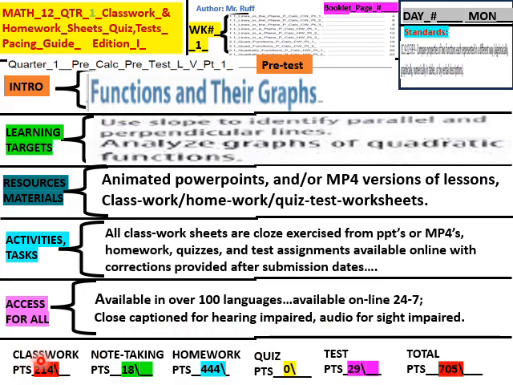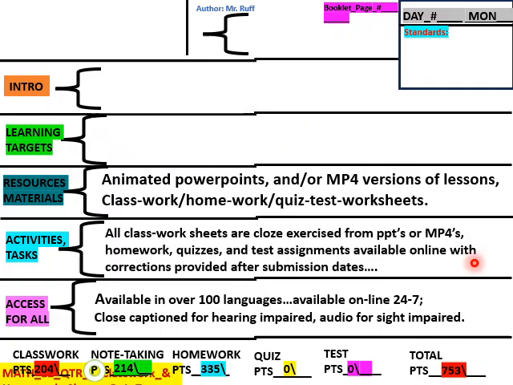And then your classwork points are 214 for week 1, 18 points in note taking, 444 points of homework. And then your test, you have your pre-test is 29 points, and then the total for week 1 is 705 points. Go right into week 2.